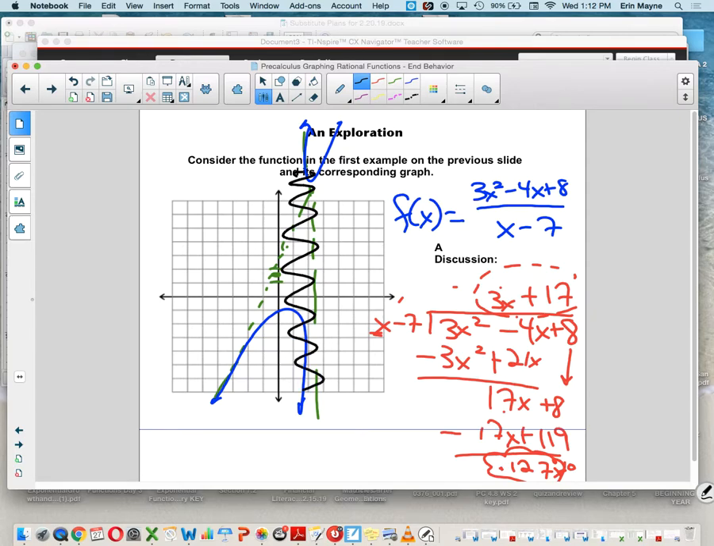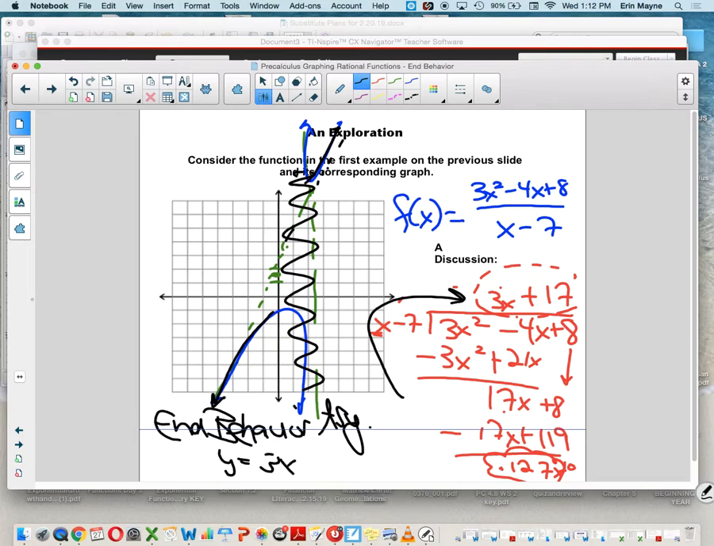But what I do want you to notice is that this blue graph is approaching that green line. And this blue graph is approaching the green line in this direction. My end behavior asymptote is a diagonal line. My end behavior is not a horizontal asymptote. It is a diagonal or oblique asymptote. We're going to write it like this, at y equals 3x plus 17. So leading up to today, we just had horizontal asymptotes. Now we have oblique or diagonal asymptotes.